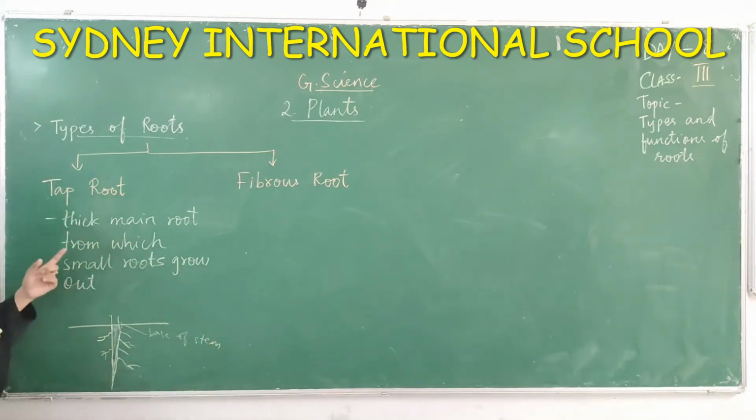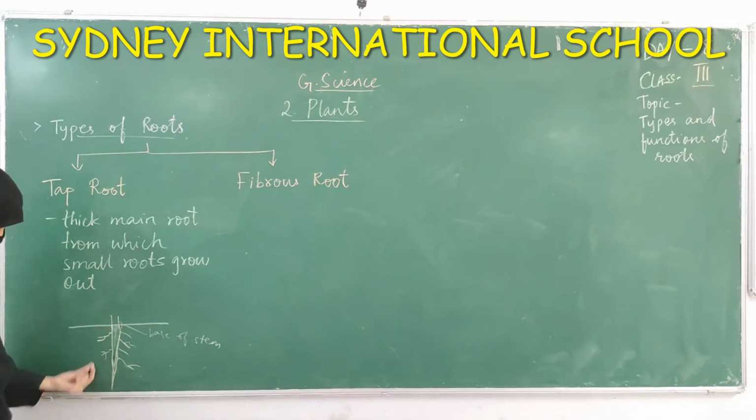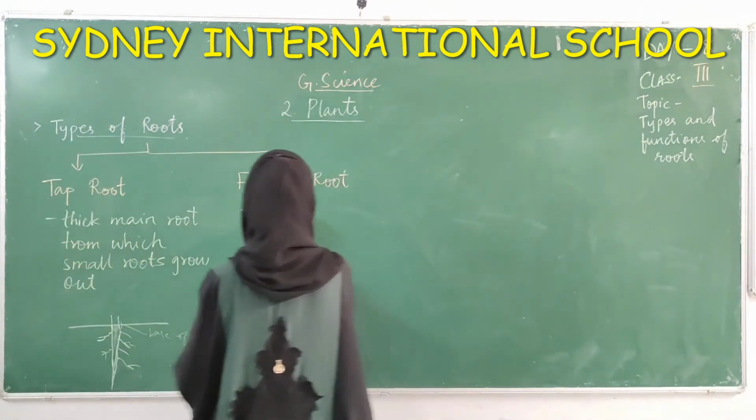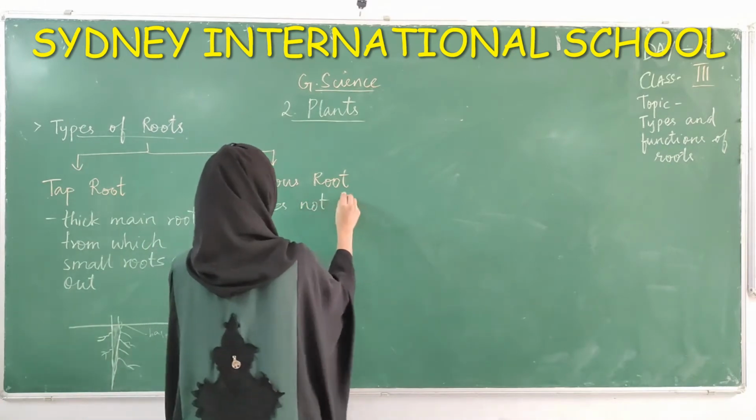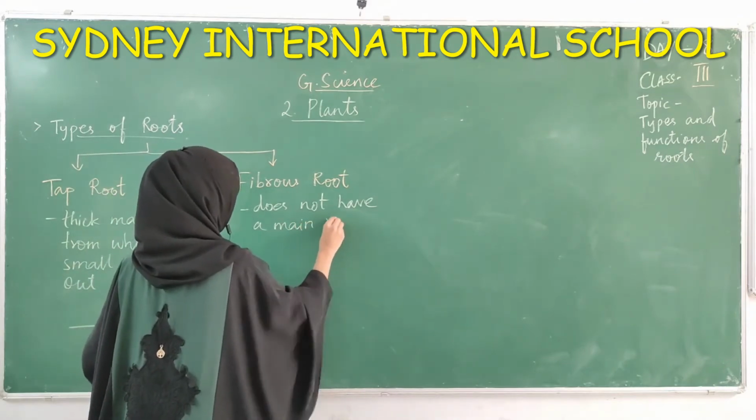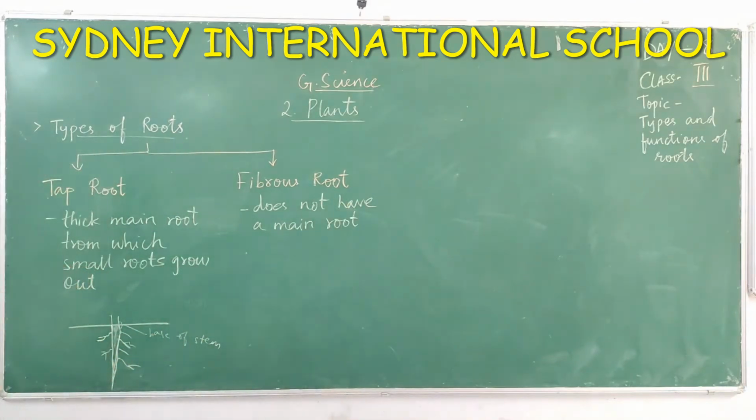Now again we'll repeat what is taproot. Taproot is a thick main root from which small roots will grow out. Now next we'll look into fibrous root. A fibrous root looks like a bush. It does not have a main root but many tiny roots. Let's see. It does not have a main root.